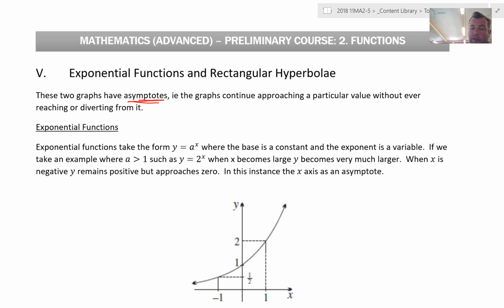It continues getting closer to this line here as x approaches negative infinity. The value of this function, y equals say 2 to the x, approaches 0 but doesn't get there. It's an asymptote. Now, as x gets bigger, y gets really big. That is called an exponential function. There are some special cases here. You'll study those more next year.